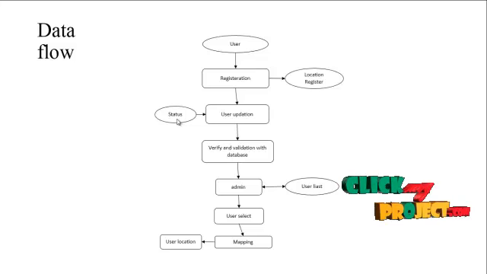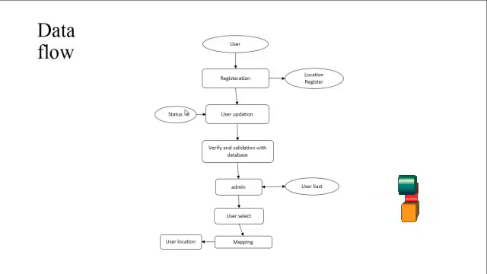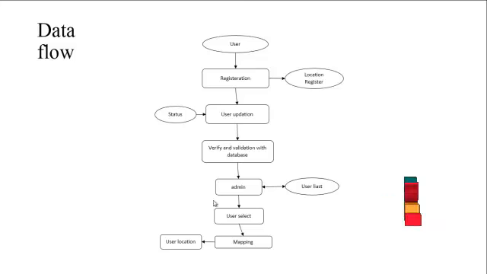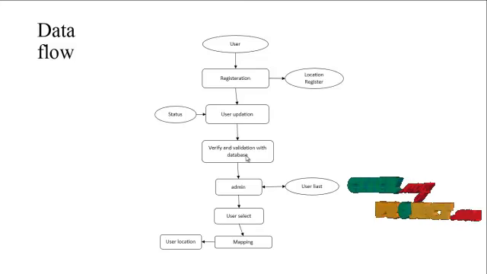In the status, they mention whether the user is an active user or an inactive user. This relates to the behavior, and the behavior is related to the user habits of transferring the data from one user to another user. After that, the verification and validation of the database can be carried out.